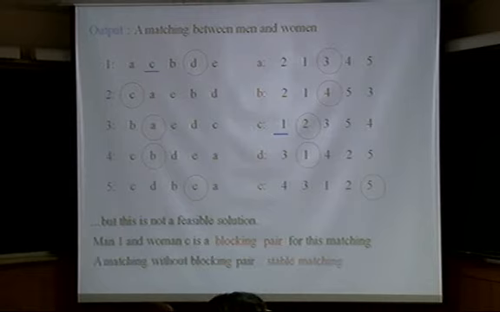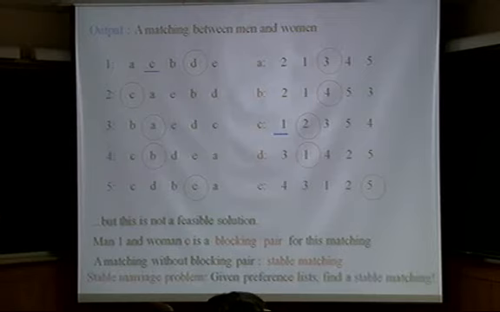And a matching that does not have any blocking pair is a stable matching. And the purpose of this problem is, for a given input, to find a stable matching.